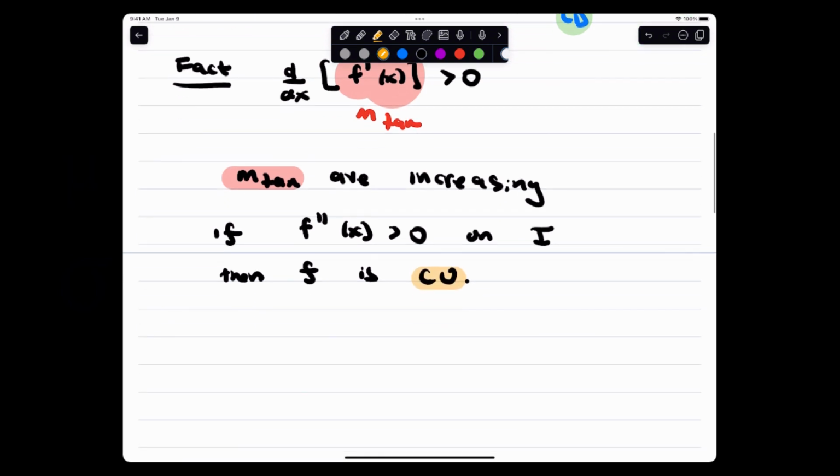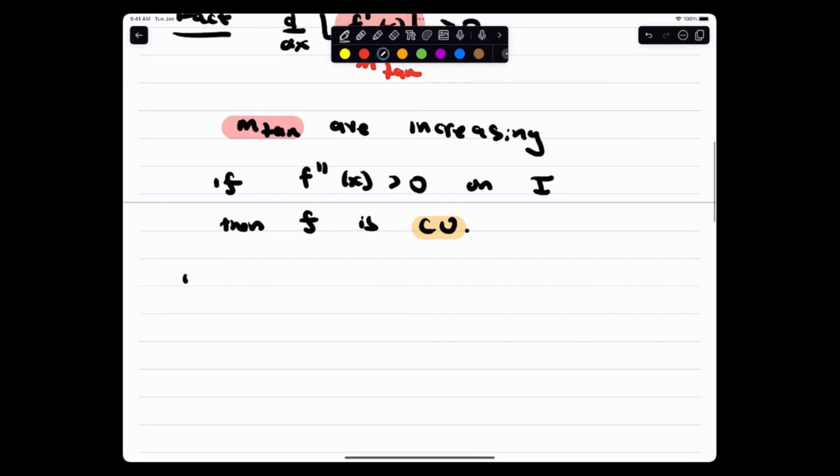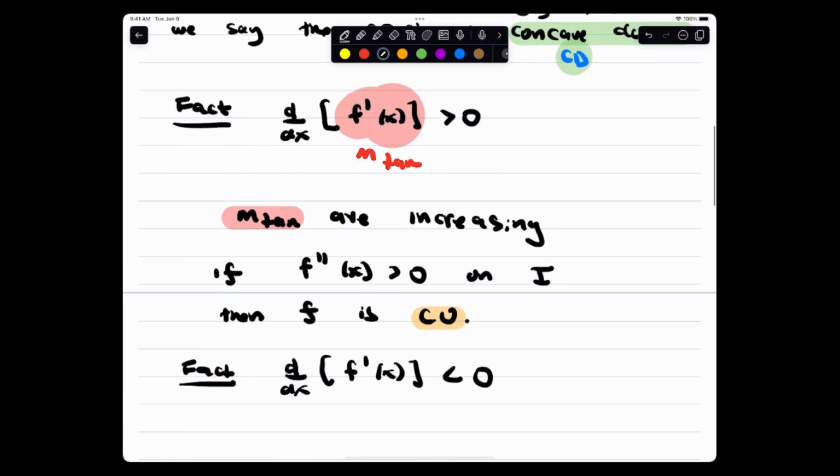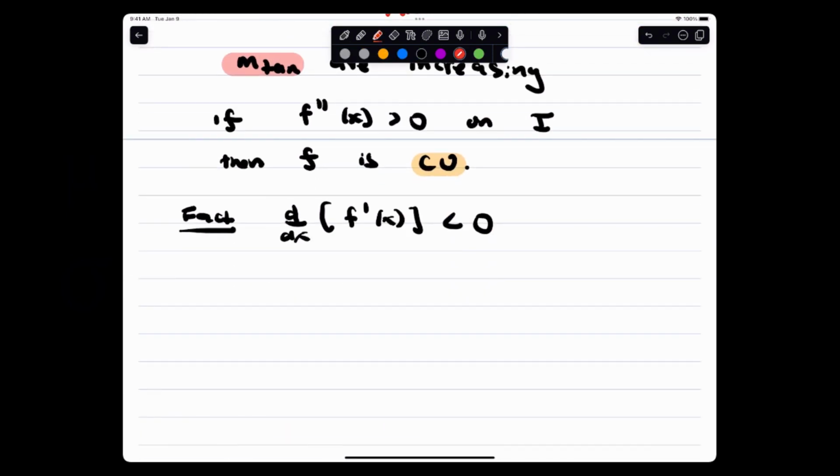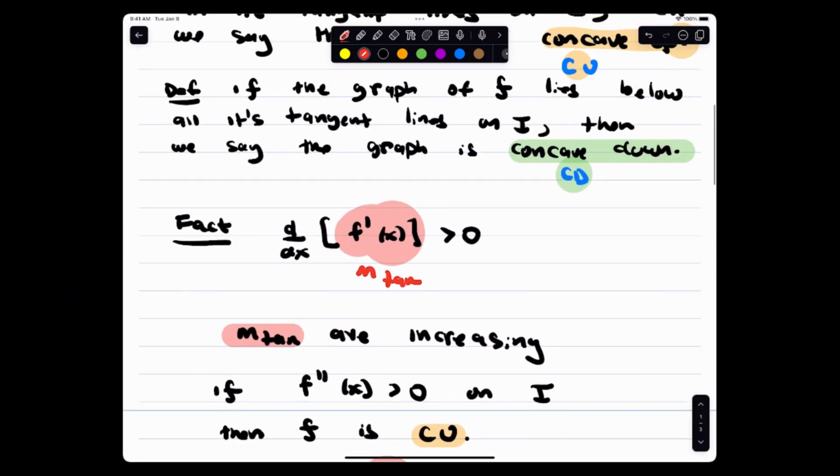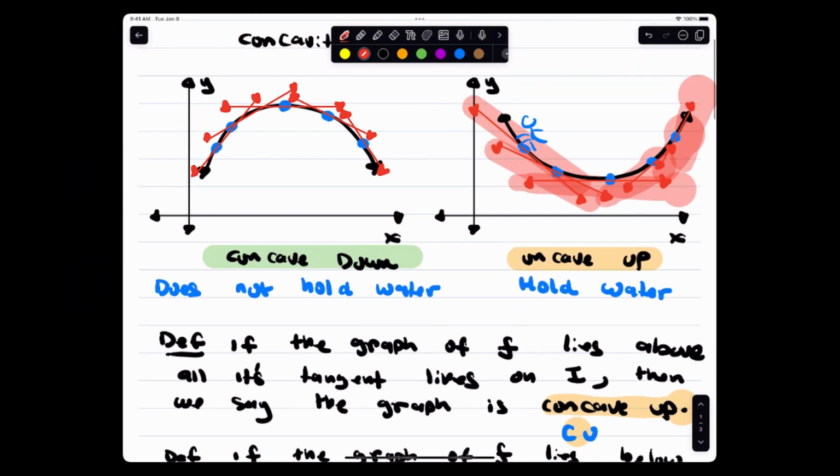And then similarly, the other fact, written this way, if we look at the derivative now of that first derivative and we say it's less than 0, remember this is where all the m tangents, if the slopes of the tangent lines are what? Negative. Decreasing. Going left to right, left to right. Notice this. All of these slopes are getting what? Smaller.